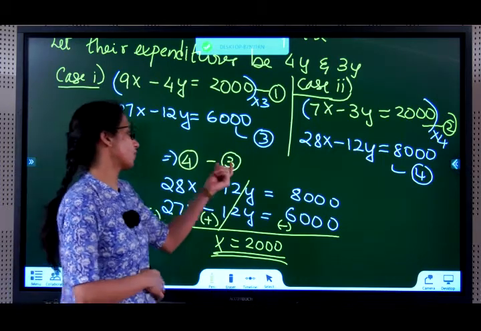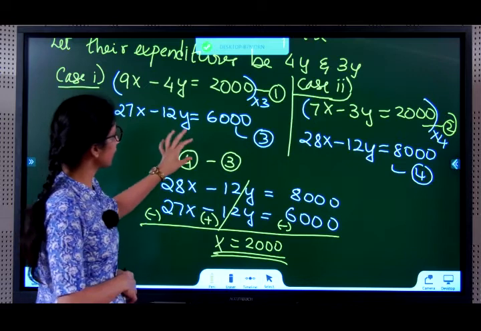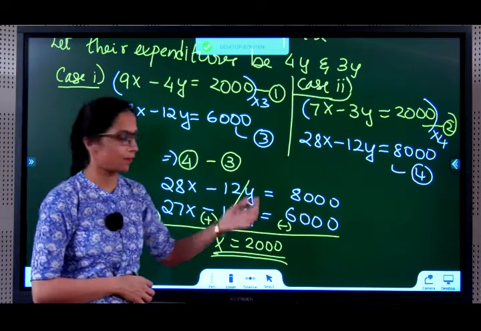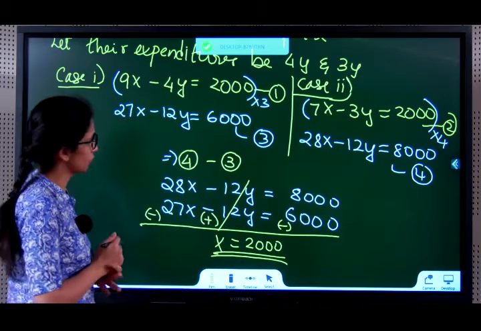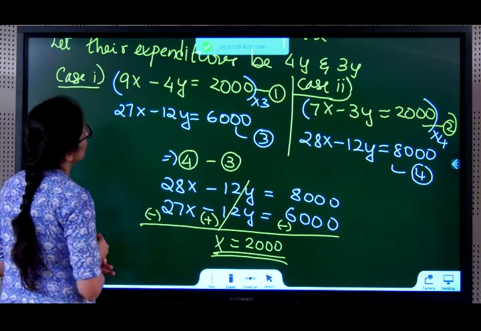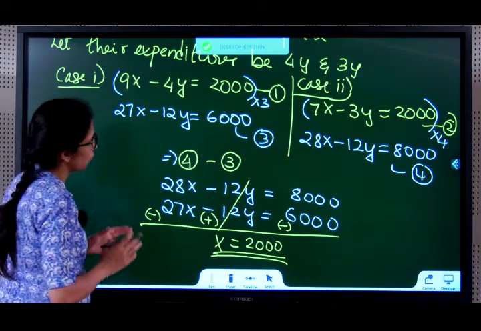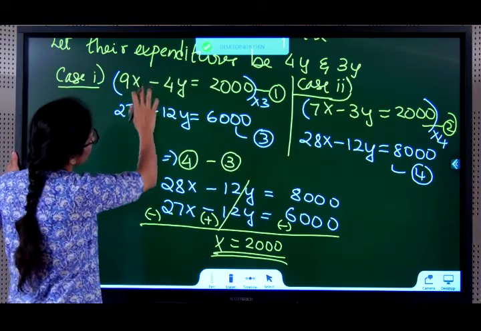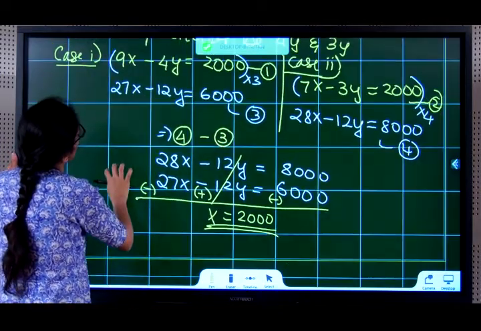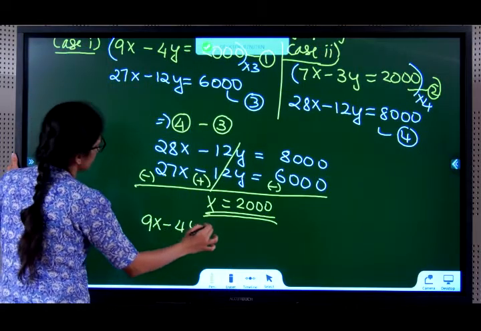Is it necessary to take 4 minus 3? No. Feel free to take 3 minus 4, no problem. You will get minus x equals minus 2,000, minus minus cancel, you still get x equals 2,000. Now you have to find out what? You have to find out the value of y. Use any one of the equations. I will use equation 1, okay. 9x minus 4y is equal to 2,000.